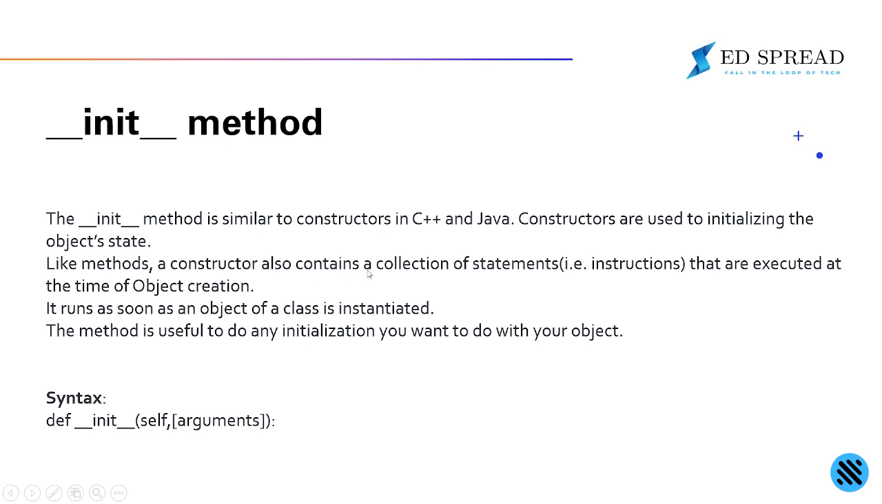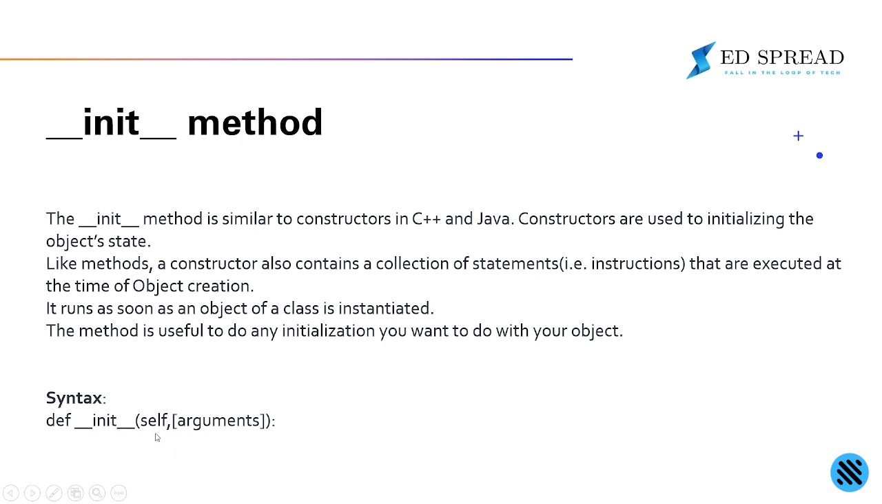Like methods, a constructor also contains a collection of statements, that is nothing but instructions. Instructions is nothing but some number of lines of code, and they are executed at the time of object creation. We will see this while running a program, and it runs as soon as an object of a class is instantiated. So once we create an object, the things which are present inside the init, which is nothing but the constructor, all the statements will be executed once we create an object. The method is useful to do any initialization you want to do with your object. Define: def space underscore underscore init underscore underscore. You need to write self here.